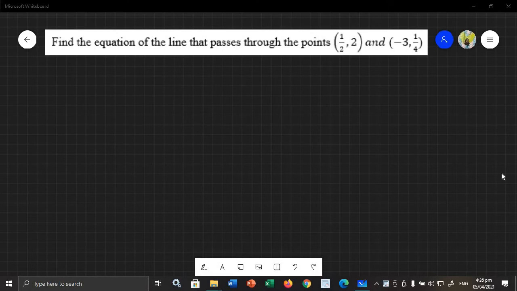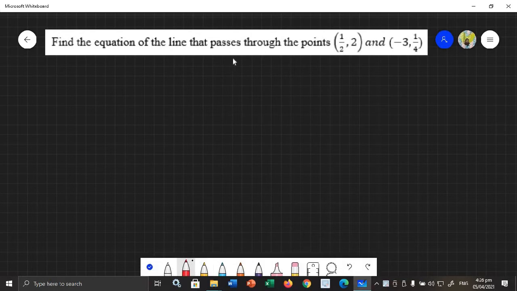Next, we have example number 2. So we will be finding the equation of the line that passes through the points. The first point is 1/2 and 2. And then the second point is -3 and 1/4. Okay, so first is assign values again. So yung unang ordered pair will be your x sub 1 and y sub 1. And then the second ordered pair will be your x sub 2 and y sub 2.